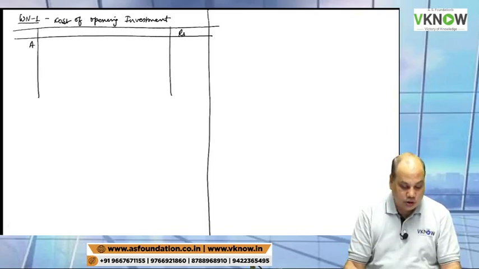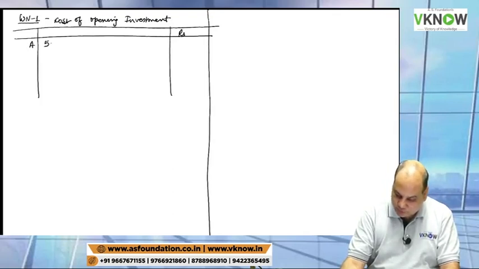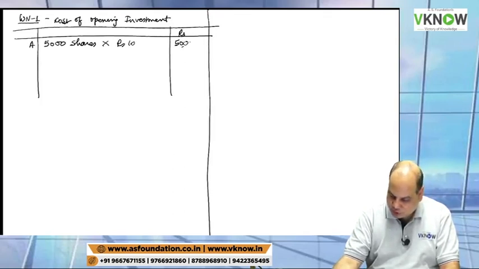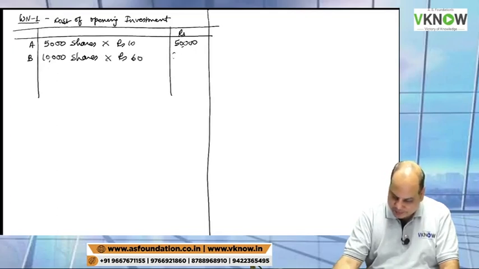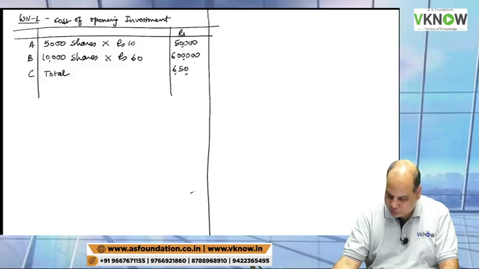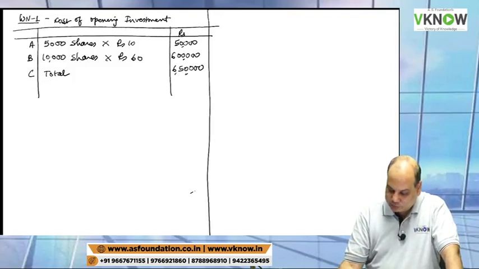So there are two lots in the opening balance. First is 5,000 shares into rupees 10, which is 50,000, and B, 10,000 shares into rupees 60, which is 6 lakh. So point C, total is 6 lakh 50,000.